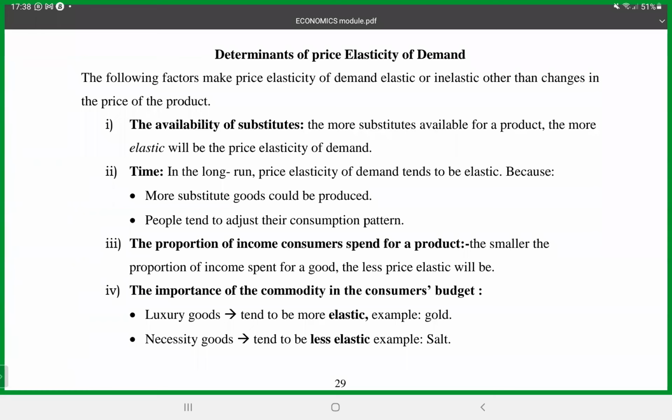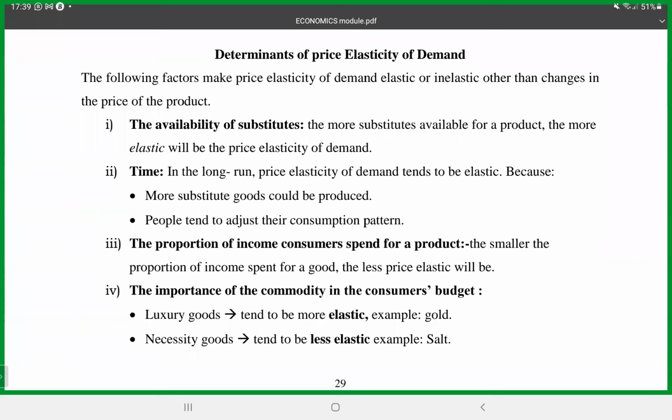The proportion of income consumers spend on a product is also another determinant of price elasticity of demand. The smaller the proportion of income spent on a good, the less price elastic the commodity will be. If consumers spend a smaller amount of their income on a particular commodity, people will not respond much to changes in its price. But if that commodity takes a large percentage of their income, people will start responding to price changes of that commodity.